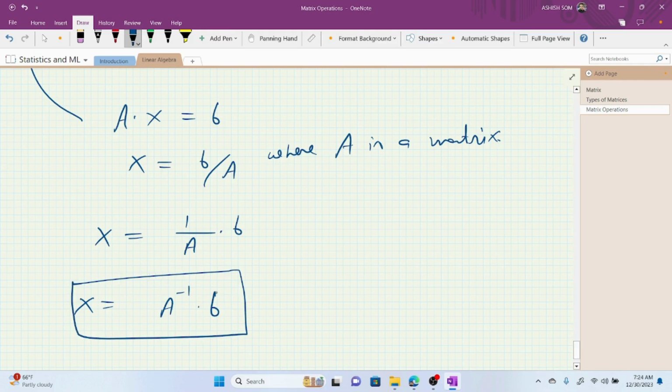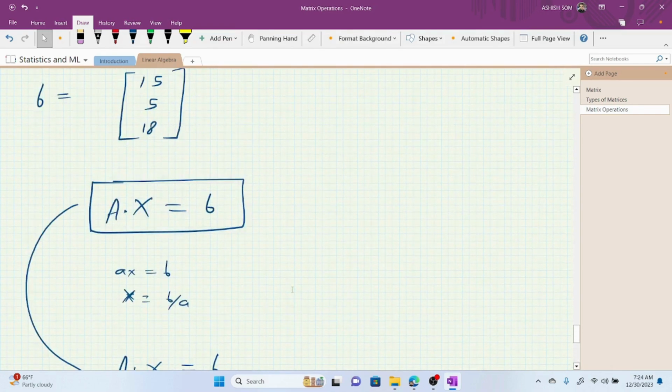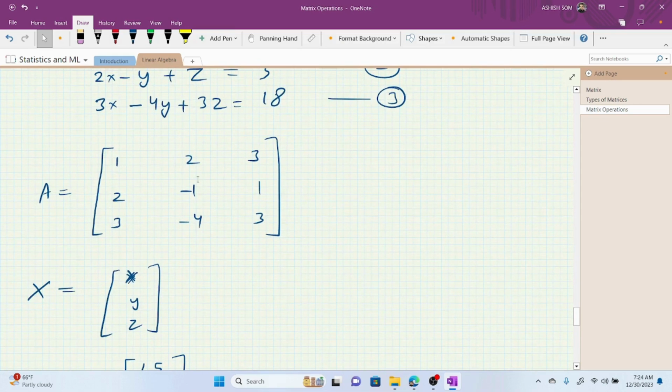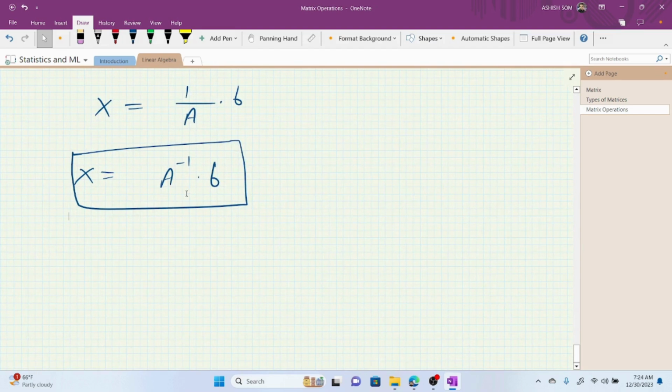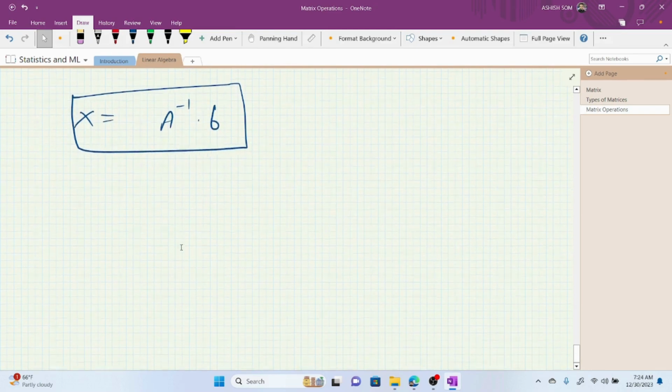If I solve this equation, I will get the value of x, and in x we have all three variables x, y, and z, so my equations will get solved. This is the requirement to calculate the inverse. Once we know the inverse of a matrix, we can solve multiple linear equations together. Fine. Now how to calculate the inverse of a matrix, we are going to see in the coming session.